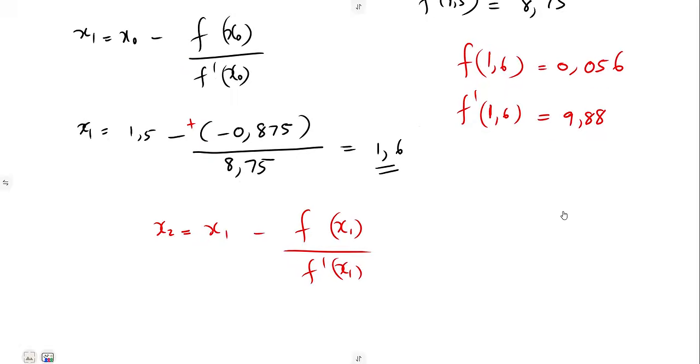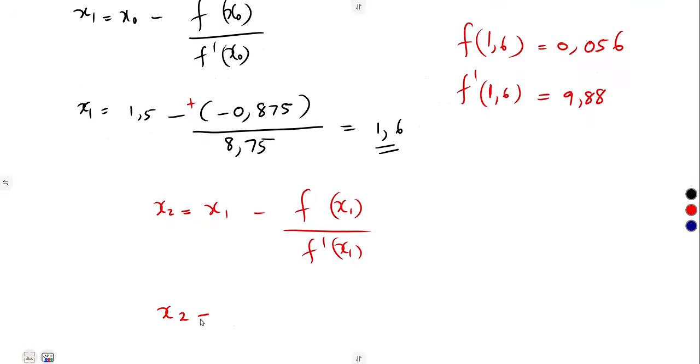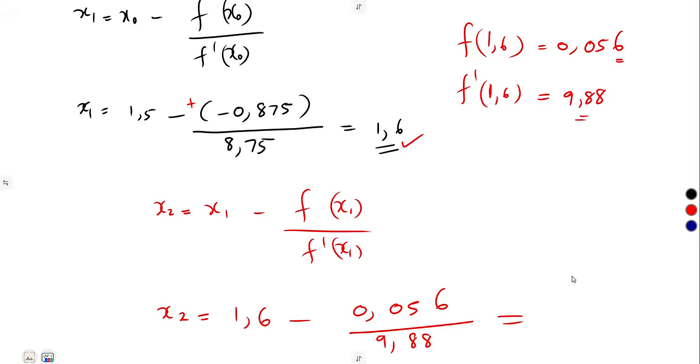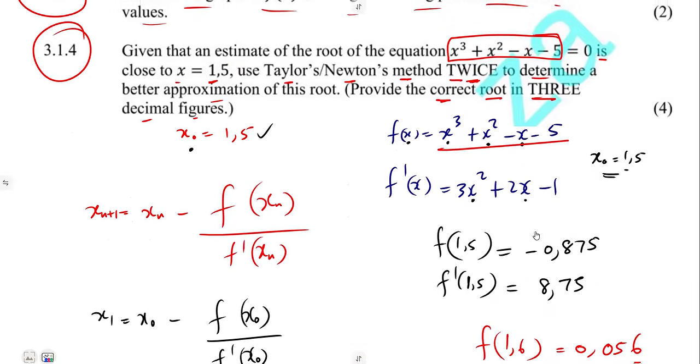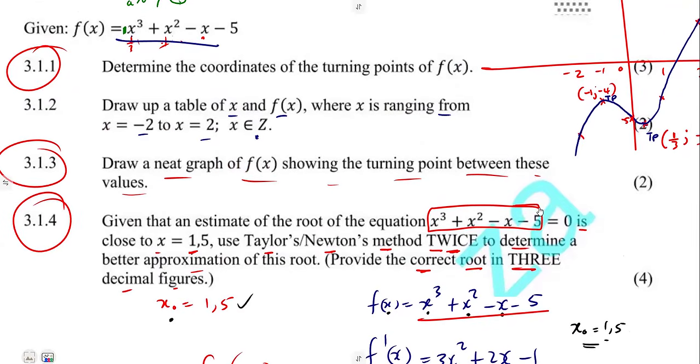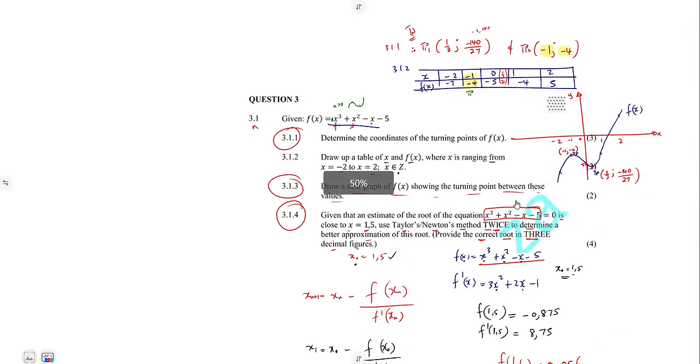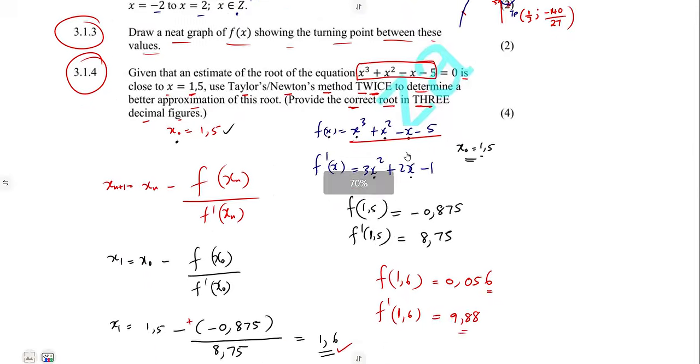So this is what you're going to need this time for the second approximation, where our x1 is 1,6 minus f of that, that's 0,056 over the f prime of that, 9,88. So that was going to give us the value of x2 to 3 decimal places, 1,594, something like that. All right, so we can see that is just an approximation that you're simply working with. Just go through the introduction of each part, understand all the basics as per your syllabus. That is what you simply needed on this part.